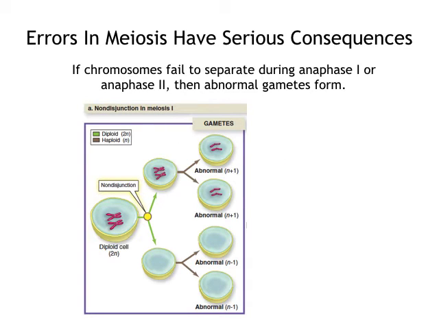Okay, so let's look at how this happens. Again, non-disjunction. Chromosomes don't separate during anaphase 1 or anaphase 2. In this example, this is non-disjunction in meiosis 1, in anaphase 1. So after meiosis 1, you fail to separate the replicated homologous chromosomes, and they go to 1 cell. Imagine this is only chromosome 21, for example.